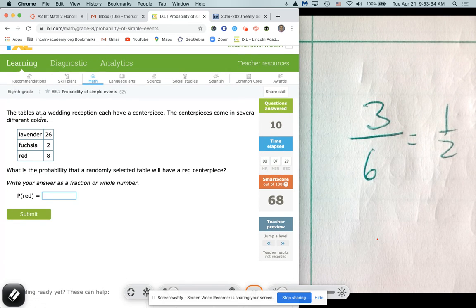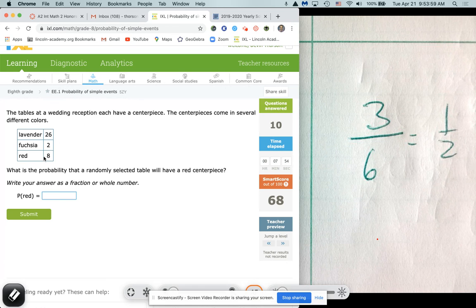Here, the tables at a wedding reception each have a centerpiece. The centerpieces come in several different colors. There's 26 that are lavender, 2 that are fuchsia, and 8 that are red. What is the probability that a randomly selected table will have a red centerpiece? So we want a red, that's 8. But it's not 8 out of 26, it's not 8 out of 2, or even 8 out of 8. It's 8 out of all of them.